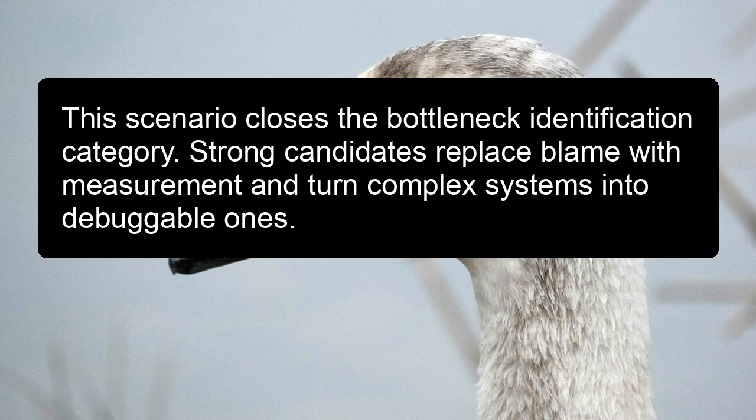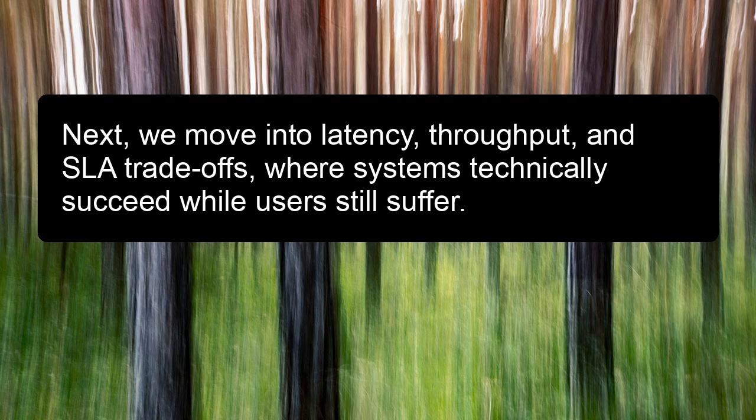This scenario closes the bottleneck identification category. Strong candidates replace blame with measurement and turn complex systems into debuggable ones. Next, we move into latency, throughput, and SLA trade-offs, where systems technically succeed while users still suffer.